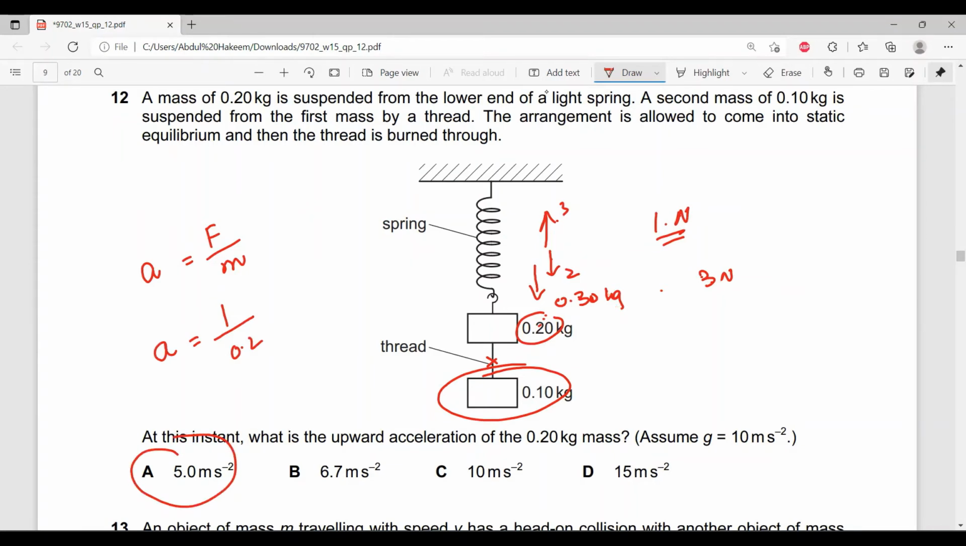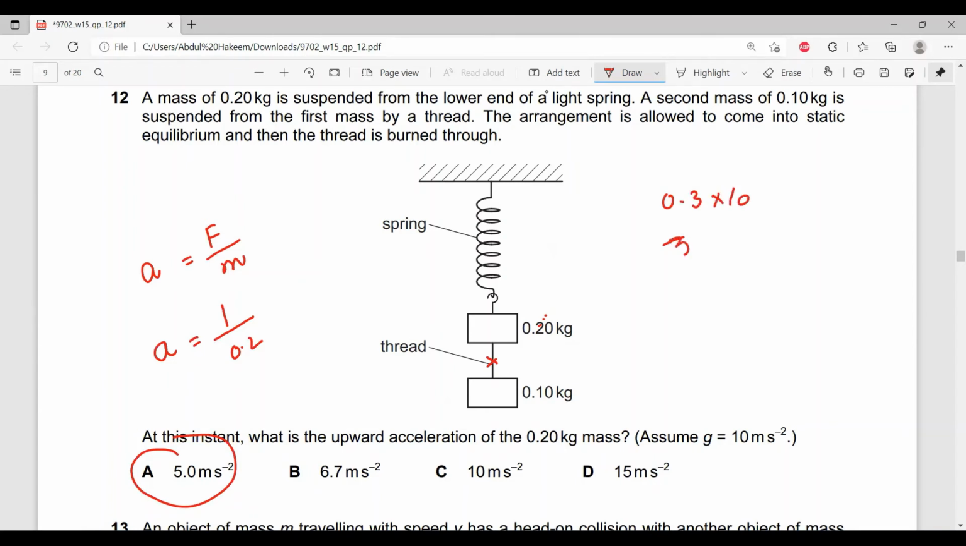I repeat this. So initially, what is the load? The total load in the hanging situation is 0.3 kilogram multiplied by 10, 3 Newton. So the spring can exert force upward 3 Newton initially, but when the thread is no more there, only weight acting downward is 2 Newton. So what is the resultant force? 3 spring upward force, 2 Newton downward. The resultant is 1 and the mass is 0.2. A is equal to F by M. Answer is 5 meter per second square.